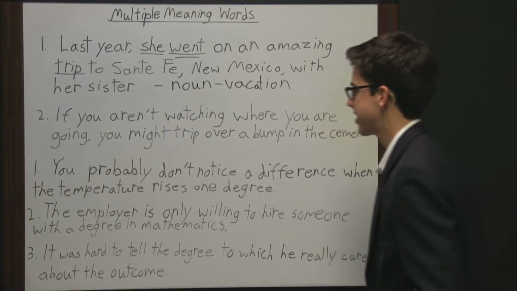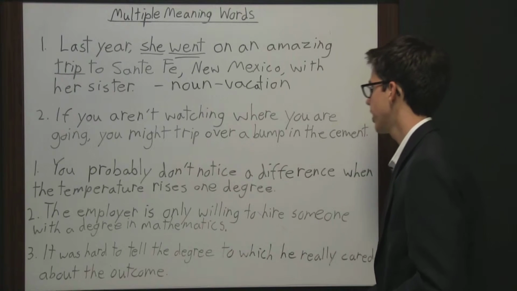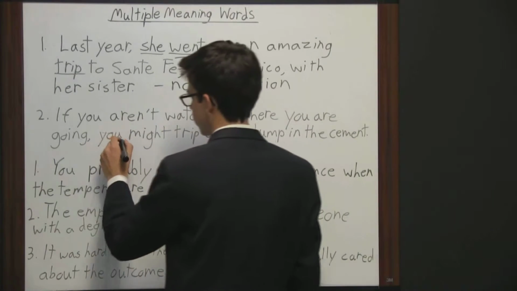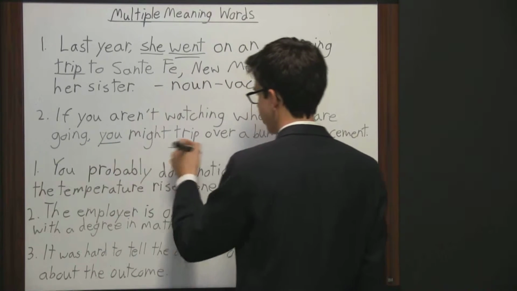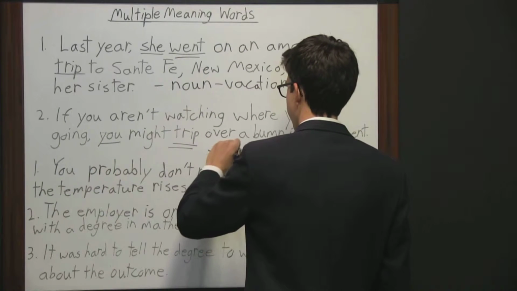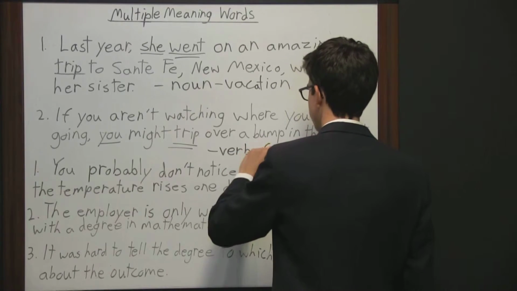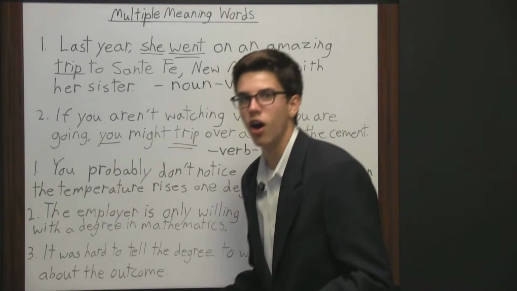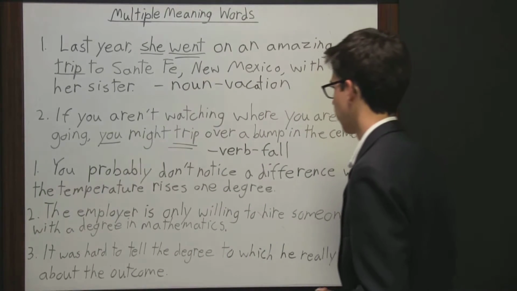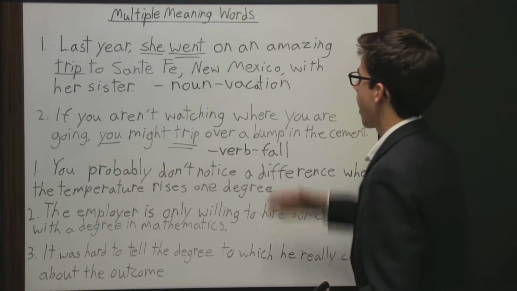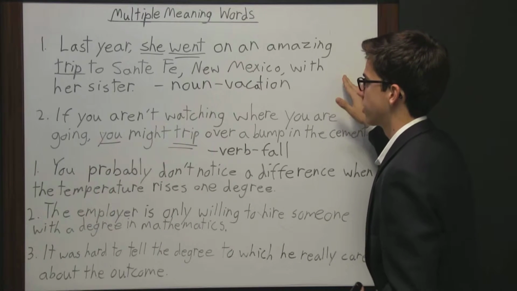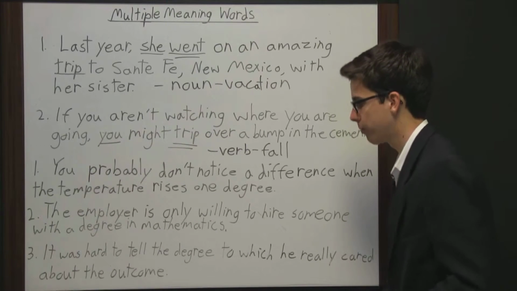Now in the second sentence it says, if you aren't watching where you are going, you might trip over a bump in the cement. So right here we have the subject, you, and the verb, trip. So in this case, trip is used as a verb, so it means to fall, or maybe to take a stutter step as you almost start to fall but don't fall all the way. And so you can see here how the meaning of this word is so much different depending on whether it's used as a noun or a verb.